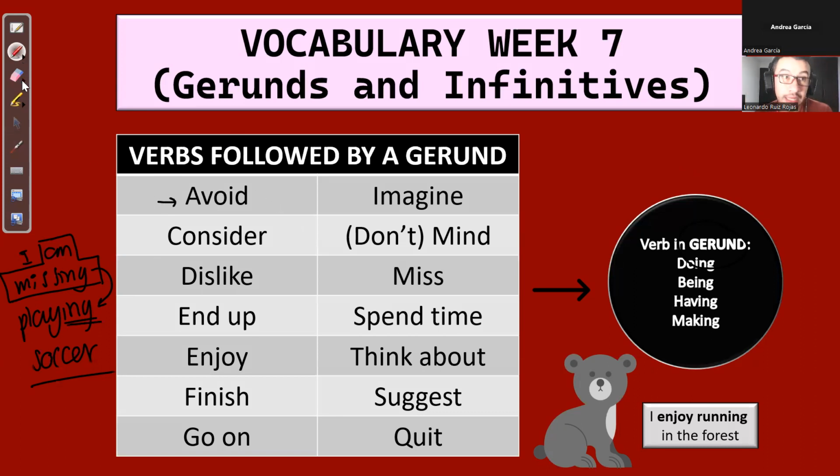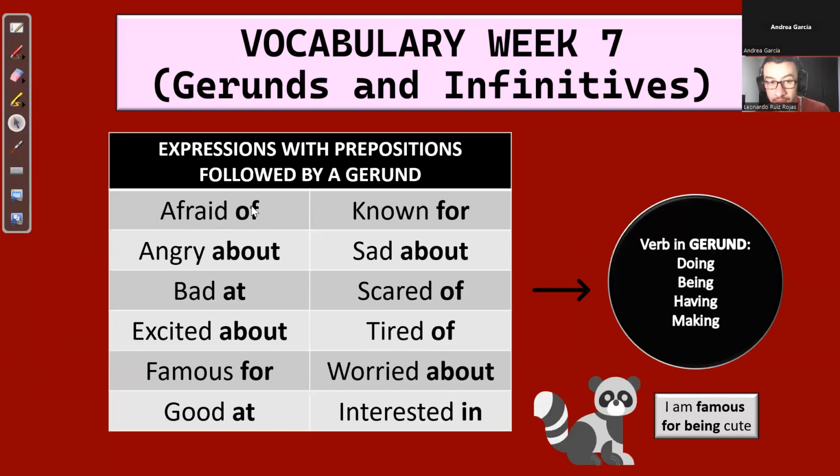Bueno, in this case, it's only the verb. En este caso es solo el verbo, but the next examples are going to be verbs followed by preposition. For example, think about has the preposition about. All of the verbs that we have here are followed by a preposition. Be afraid of, estar asustado de. Be angry about, estar enojado por. Be bad at, ser malo para. Be excited about, estar emocionado por. Be famous for, be good at. Be known for, ser conocido por. Be sad about, estar triste por. Be scared of, be tired of, be worried of, be interested in.